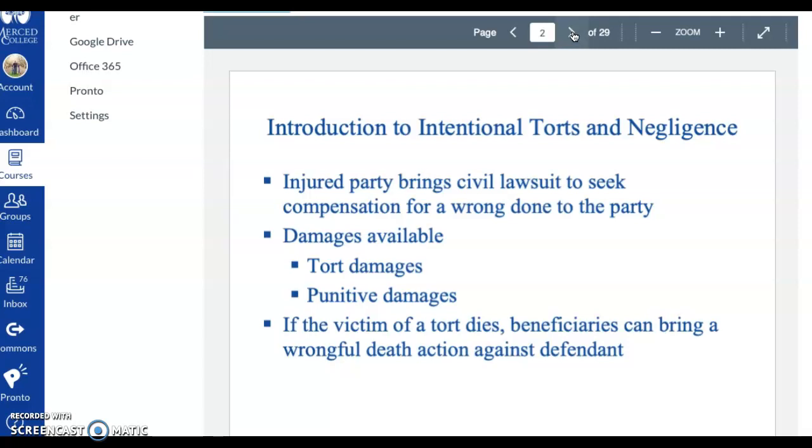Injured parties can bring a civil lawsuit to seek compensation or money for any wrong done to them by another party. This may be tort damages or punitive damages, and we'll get into that a little bit later. If the victim dies, beneficiaries can also bring it on behalf of the victim.